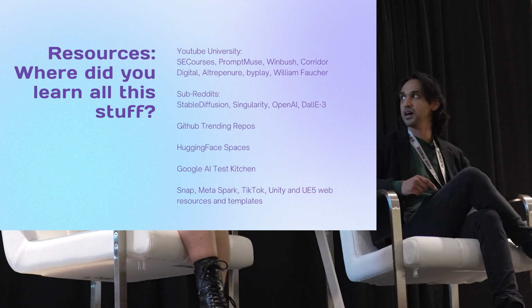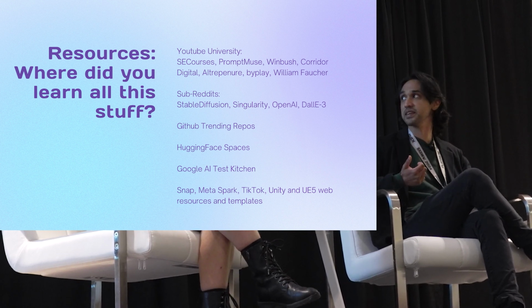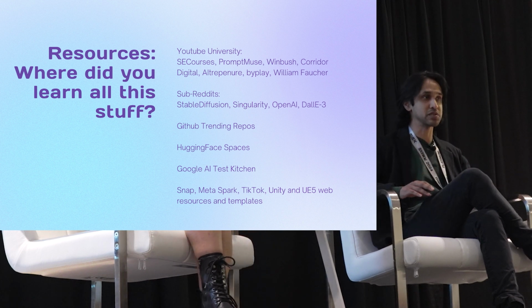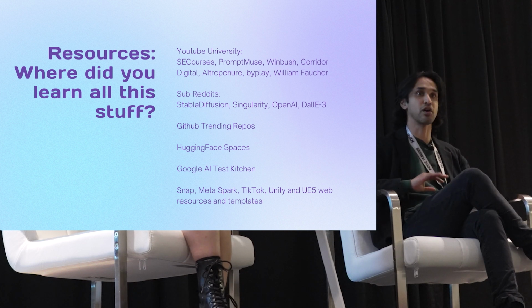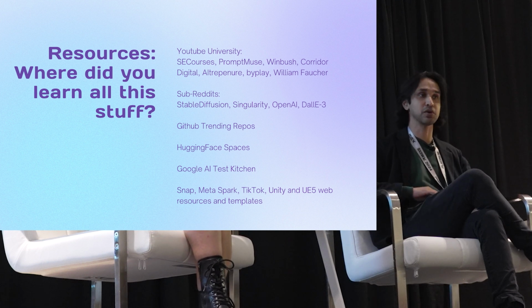Another really important resource for me is the GitHub trending repos and Hugging Face spaces, because that's where the state of the art is going to be posted first. Before you hear about it on Twitter or in articles or anything, they're usually posted to GitHub and Hugging Face first. And then there's also Google's AI Test Kitchen, where they're always putting out new projects.